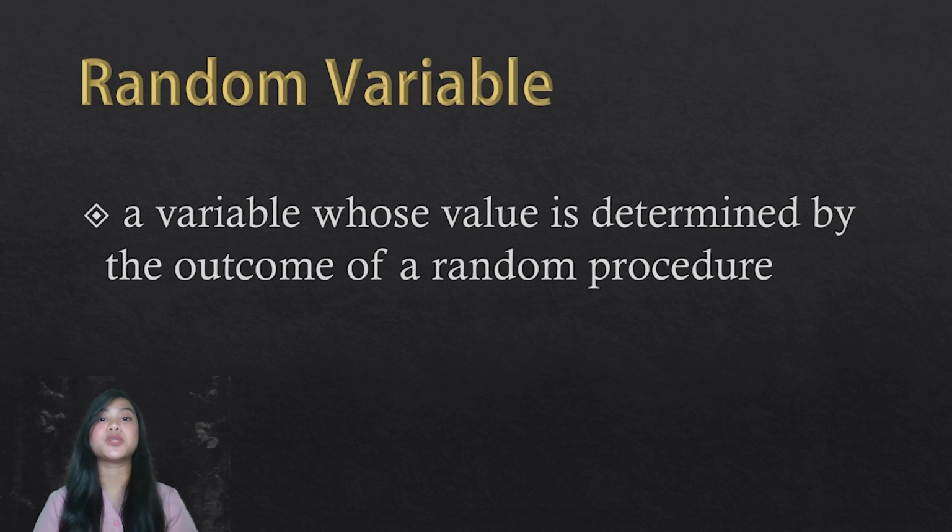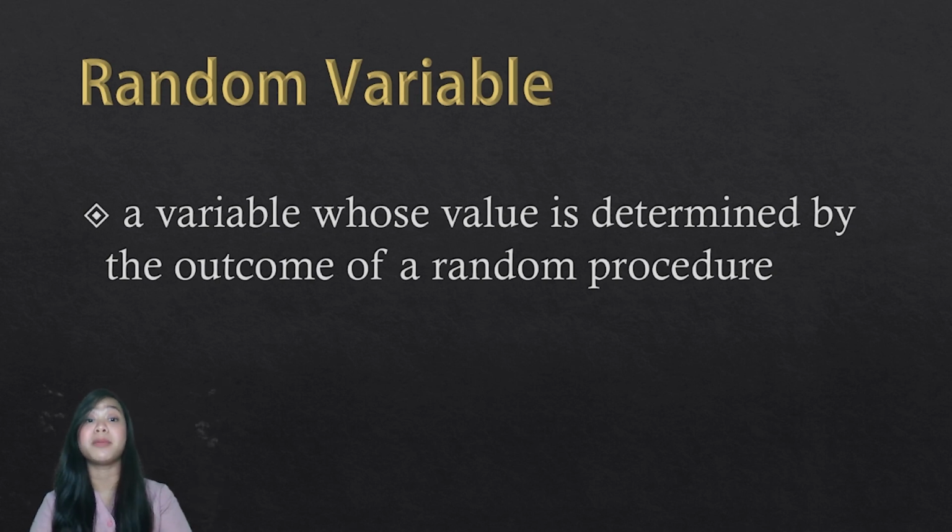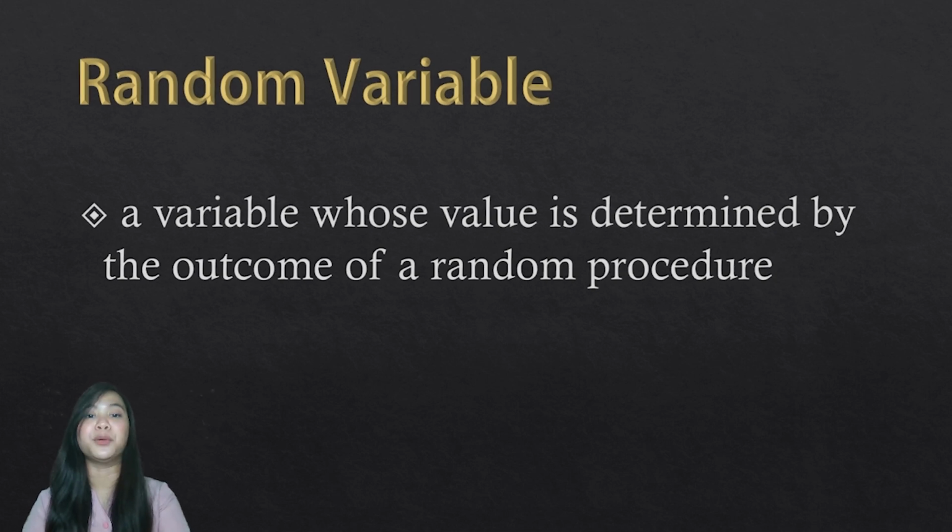And possible outcomes of a random procedure or experiment. So we've already discussed the statistical experiment, the outcomes, and the sample space. So we know now the outcomes from a statistical experiment or just a random procedure. So we represent the values that we are getting with a random variable. Simply, it can be noted just as capital X, Y, Z, and so on, or other variables.